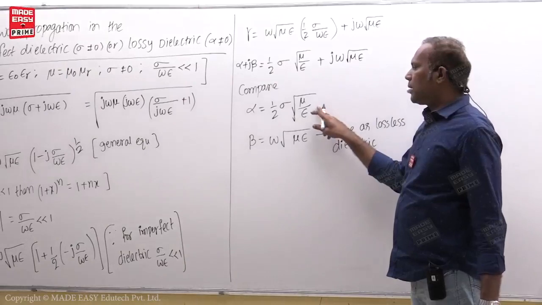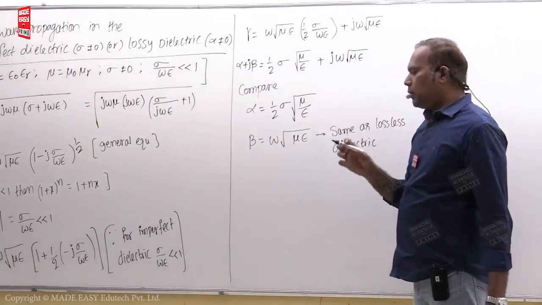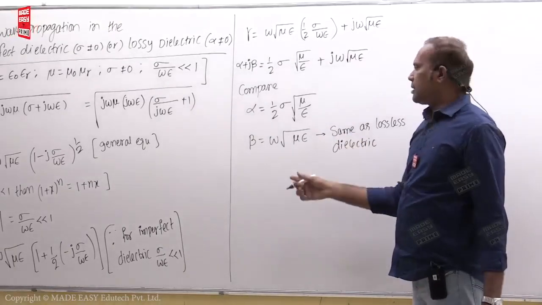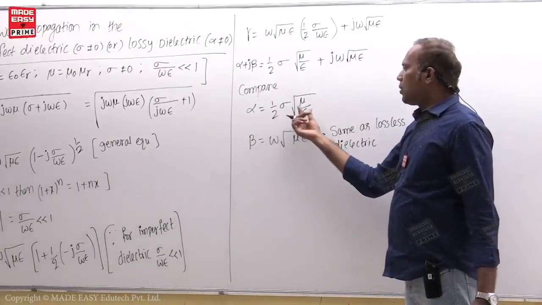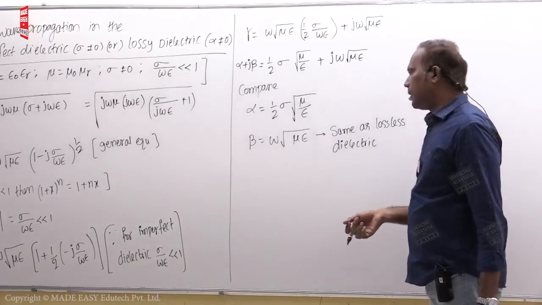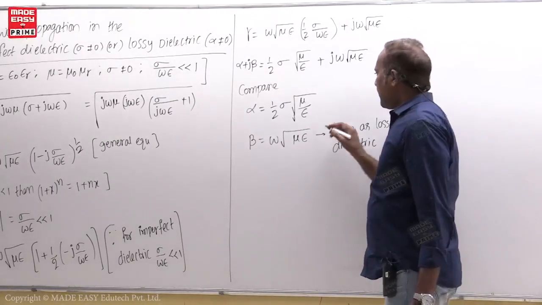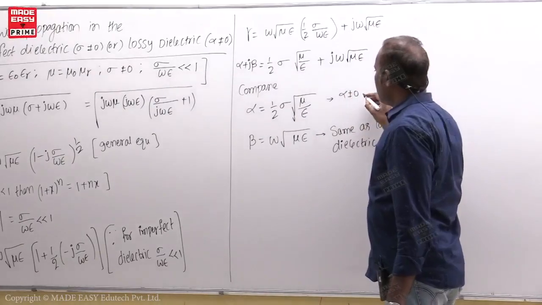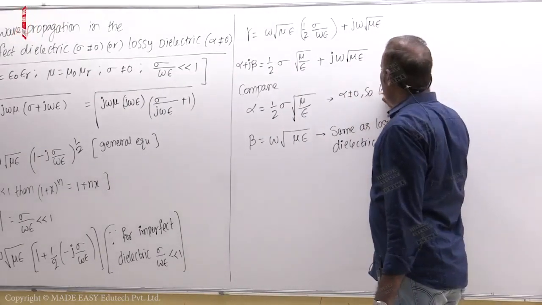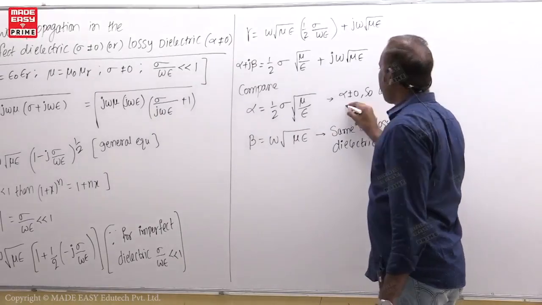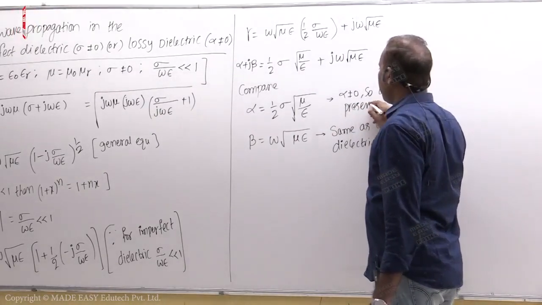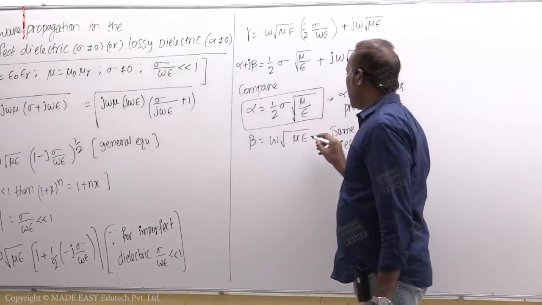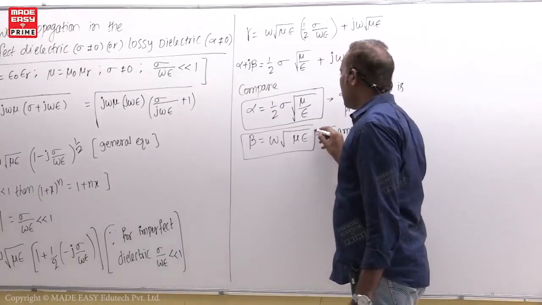Why to remember this one? In exam questions, they ask this one for imperfect dielectric. Alpha is answer 1 by 2 sigma root mu by epsilon. Okay, so here alpha not 0, so loss is present in this medium. This equation you have to remember, and this equation you have already remembered.